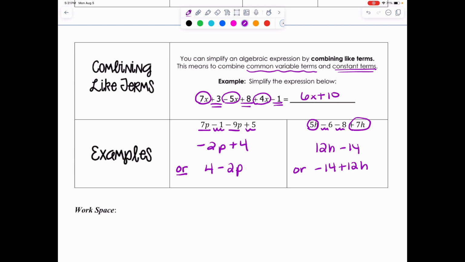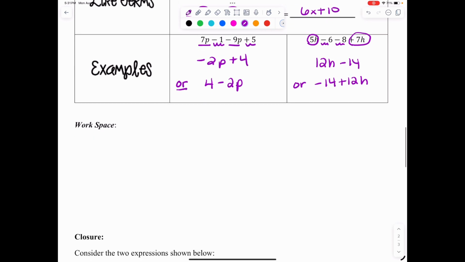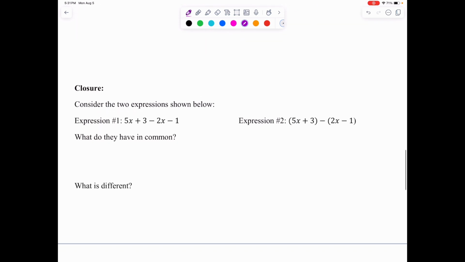So at this time, you will complete whatever practice activity was left for you by your teacher. For right now, we're going to move on to closure. So you may be coming back to this video if you need to, based on whatever directions are left by your teacher. We'll complete the closure here to conclude our video lesson.